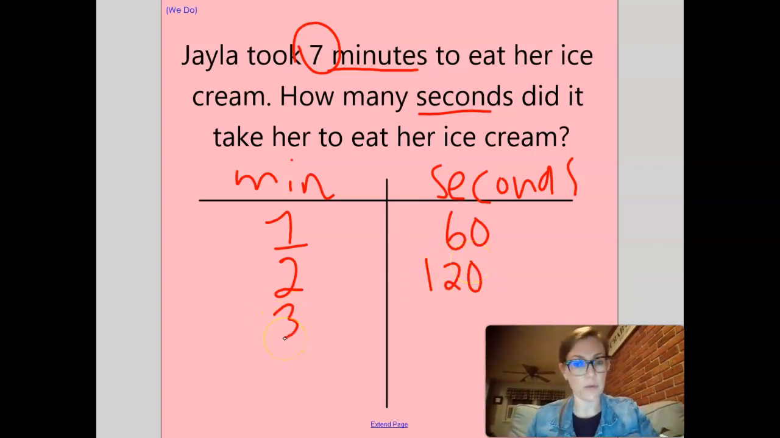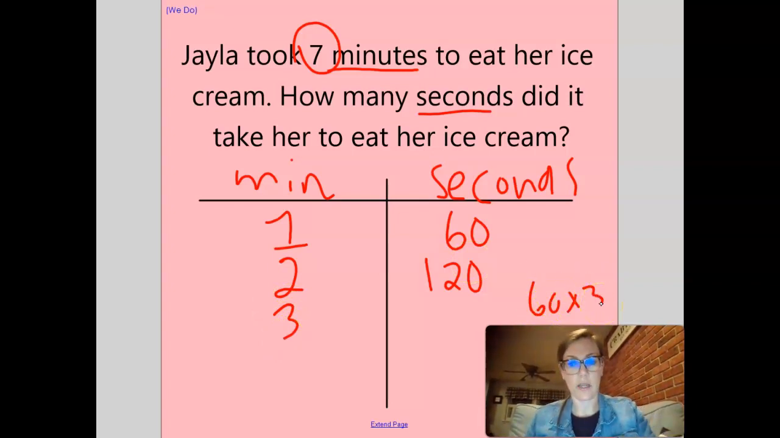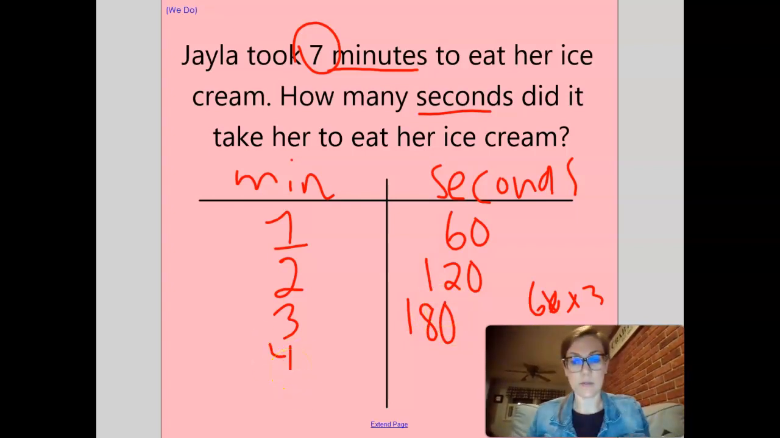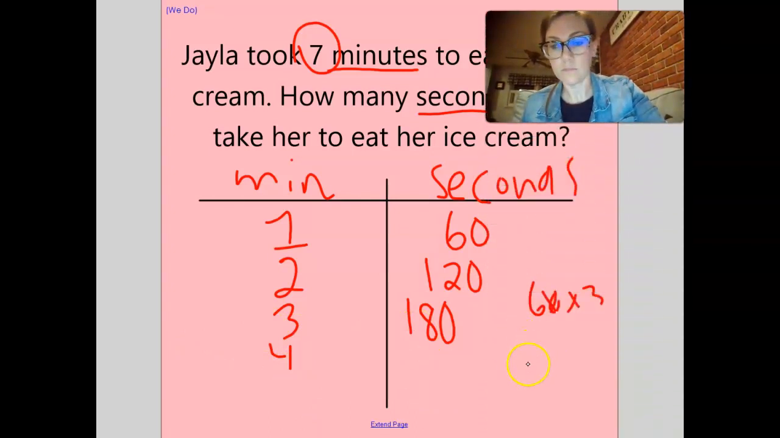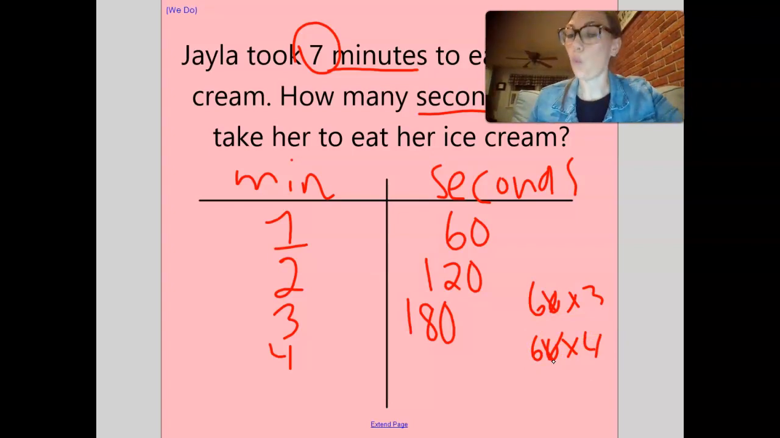So how would we figure out the 3? We would have to do 60 times 3. Remember the trick? Hide the 0. What's 6 times 3? 18. And you hid 1 0, so put the 0 back on, 180. Well, let's do the next one. If it's 4, we would do 60 times 4. Think about what 60 times 4 would be. Hide that 0. 6 times 4 is 24, and put the 0 back on the back.